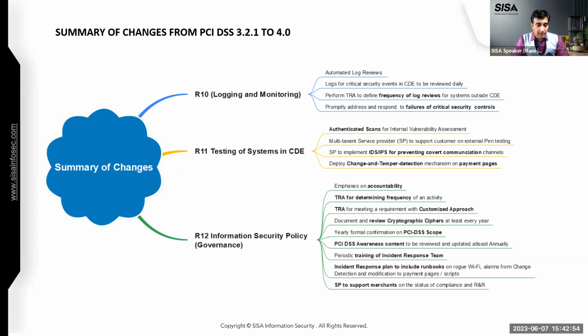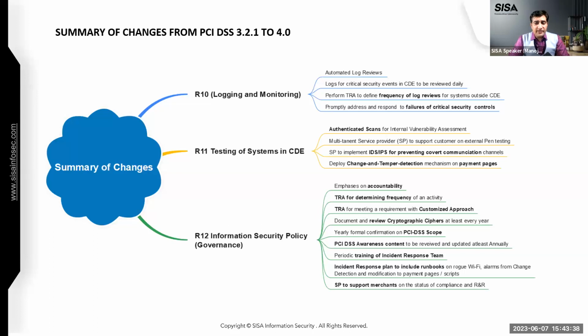We talk about accountability. Accountability is heavily pushed in this particular version of the framework. TRA for determining frequency of activities. In most cases throughout this framework, it has been very specific. They have done a great job. They specifically mention that this activity has to be performed every 3 months, every 6 months, every year or so. But there are a total of 9 such places where the framework says it has to be decided by the company. So anywhere there is flexibility in timelines, you have to perform a targeted risk assessment on that particular control and decide the frequency. So that's a major change.